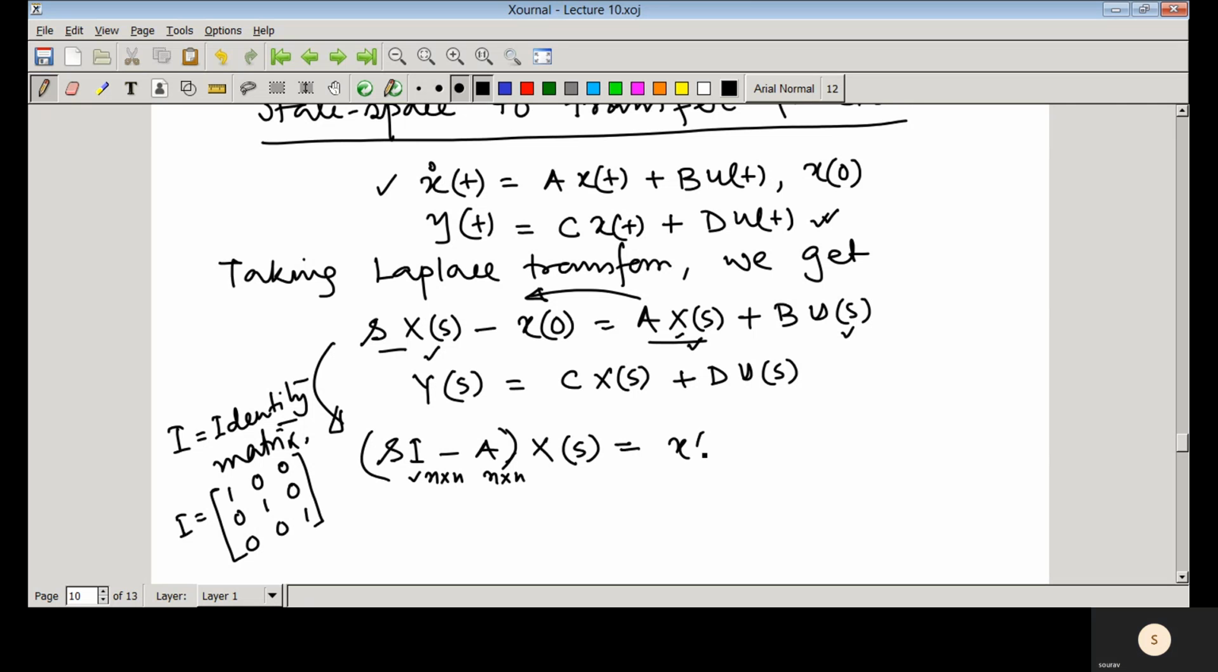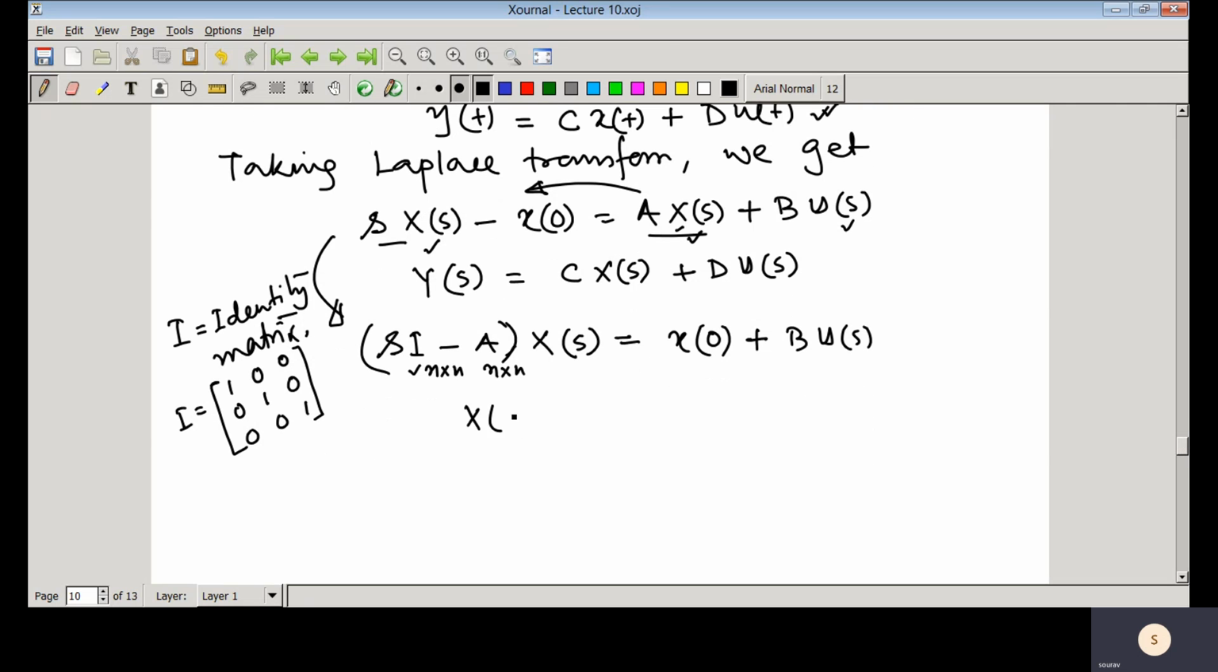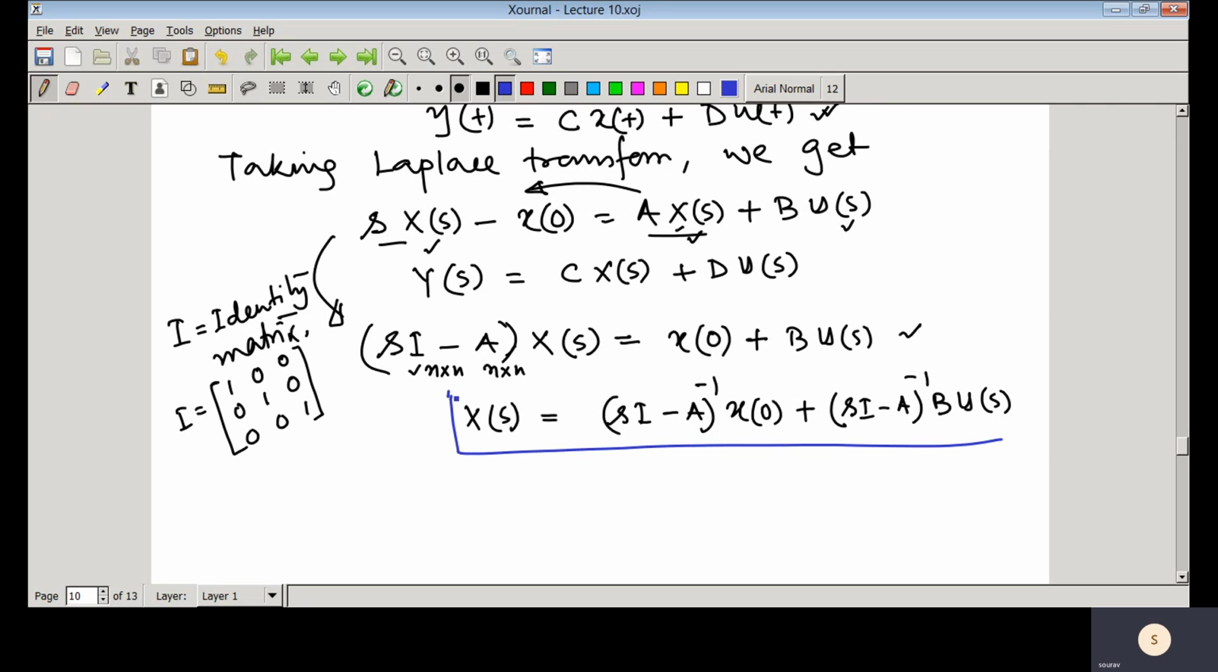So now x0, if you take on the right hand side, x0 plus you have bus. So then you can see here what is xs. So xs would be equal to si minus a inverse. I am just multiplying this particular algebraic equation from left with si minus a inverse. So then that is si minus a inverse bus. So this is that expression that we can have from that state system equation just by taking Laplace transform.